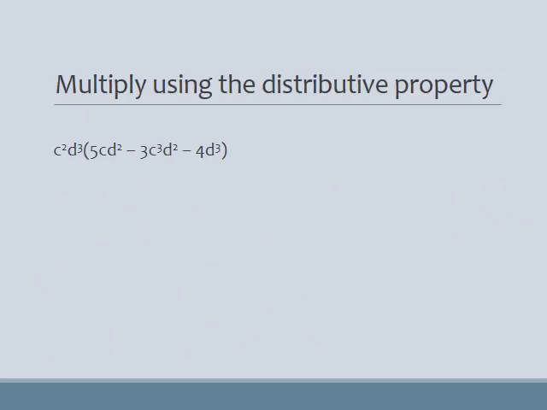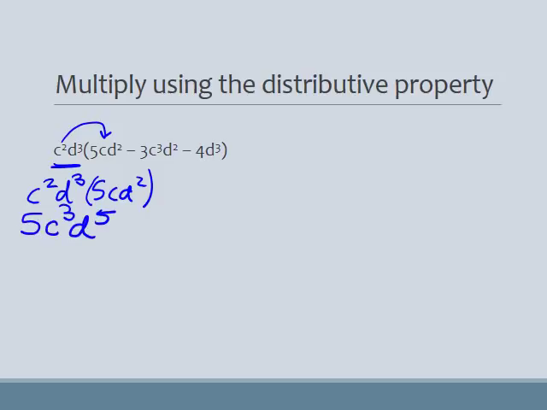We're going to multiply again. We're going to distribute. The 6d cubed is going to go to the 5cd squared. So c squared d cubed times 5cd squared is going to give me 5, adding the exponent, c cubed d to the fifth.